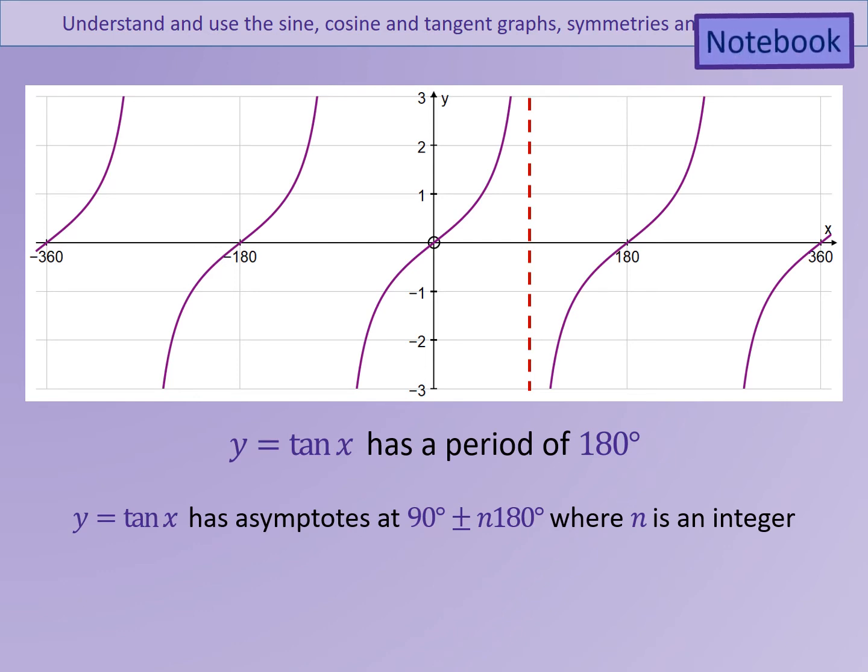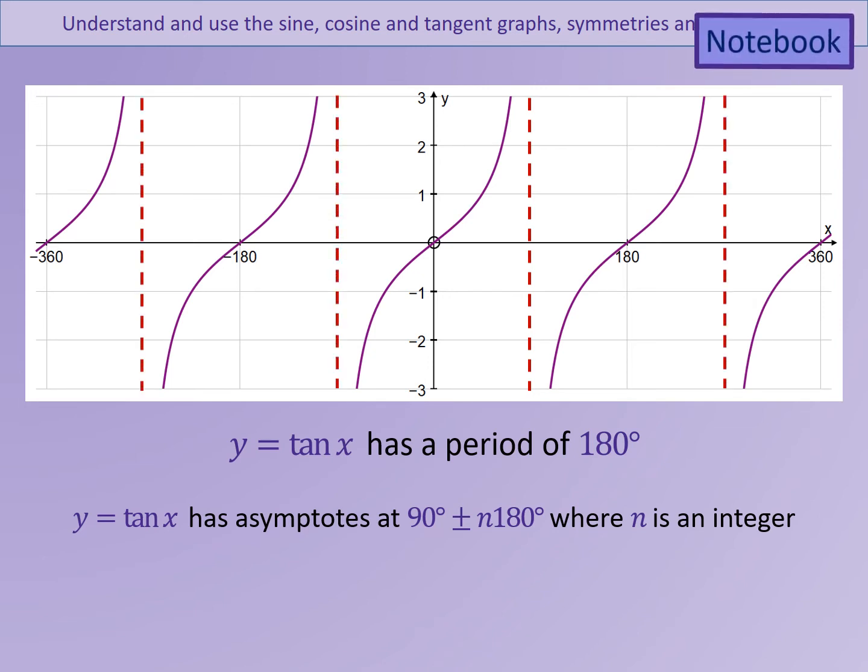So if n is 0, it means that there's an asymptote at 90 degrees. If n is 1, it means that there is an asymptote at 90 plus 180, which is 270. And similarly, if n is minus 1, then we end up with an asymptote of minus 90 degrees. And you can see from the diagram above that there is an asymptote at minus 90 degrees. So this is a clever way of expressing all of the asymptotes and where they are along the x-axis.